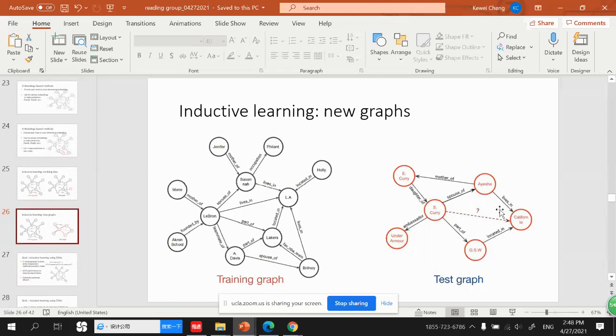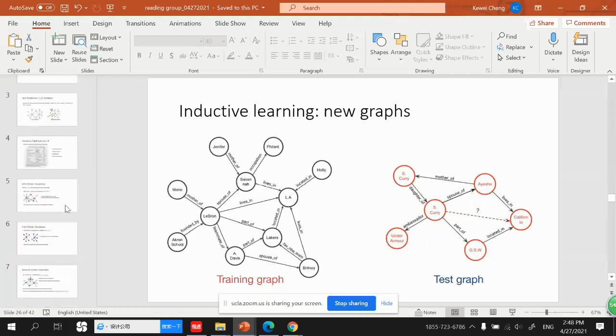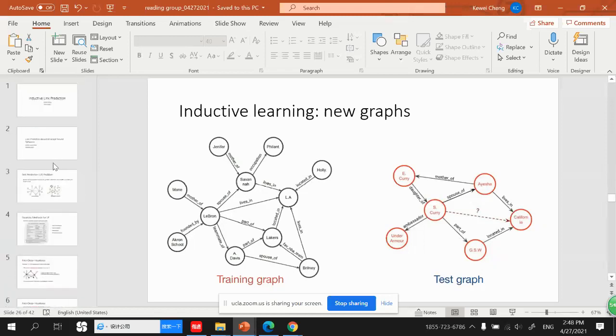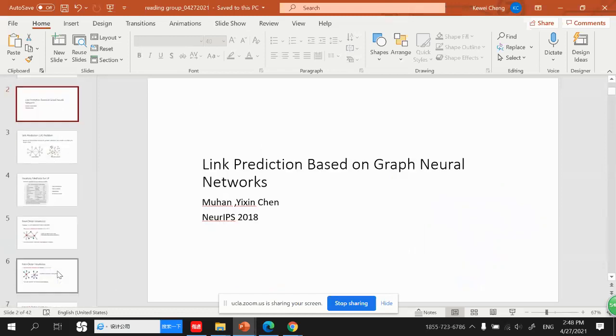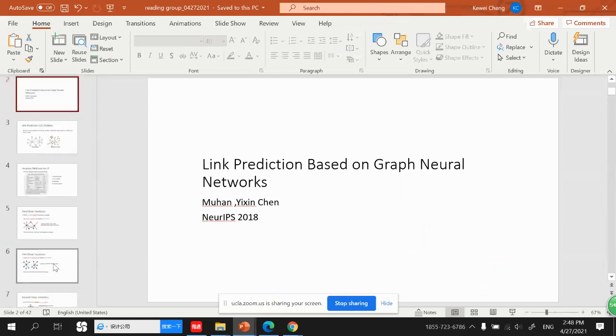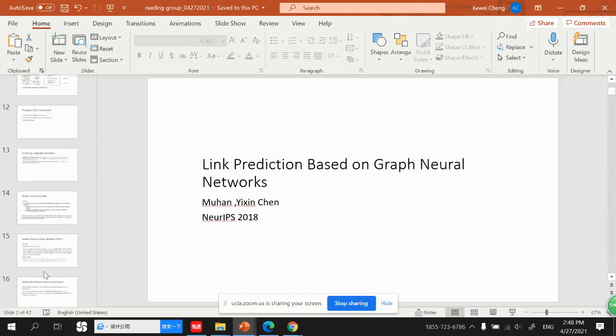So in other words, the first paper does not explicitly discuss whether it's inductive or transductive, but by nature, they can handle this inductive reasoning, right? Yes. So the first paper can be regarded as the paper that inspired the second paper.